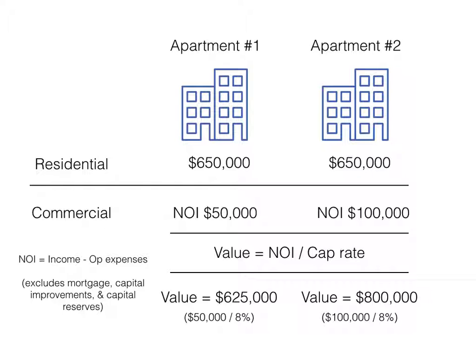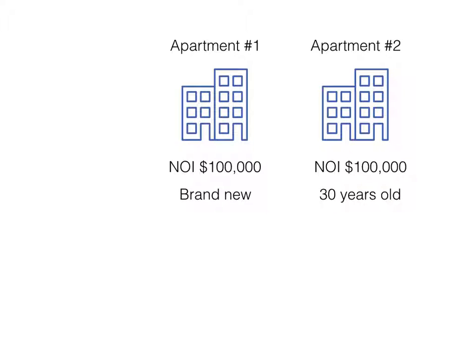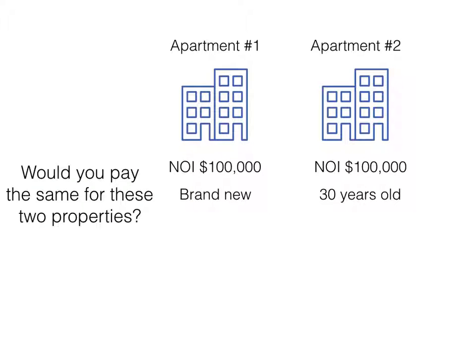Now, we can see from this slide that apartment number 2 produces more than apartment number 1, therefore apartment number 2 is worth more than apartment number 1. Seems like it makes sense. But what happens if you have two properties that both produce the same amount of income, but one of them is brand new and the other one's 30 years old? Should they still be worth the same?